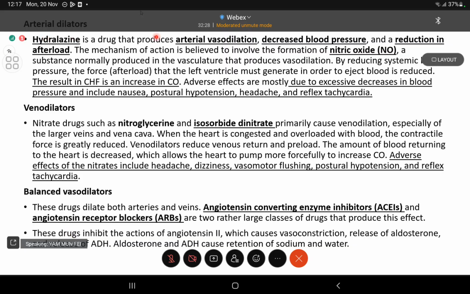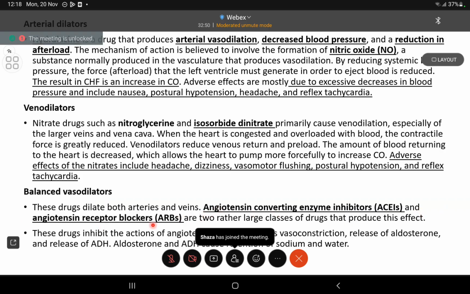So according to this slide, vasodilators might be divided into three types. One is arterial vasodilator, second one is venous vasodilator, third one is balanced vasodilator. Balanced vasodilator refers to the drugs that are able to cause vasodilation of both artery and venous. They give you two examples, ACE inhibitors and ARB. These two categories of drugs are considered balanced vasodilators.